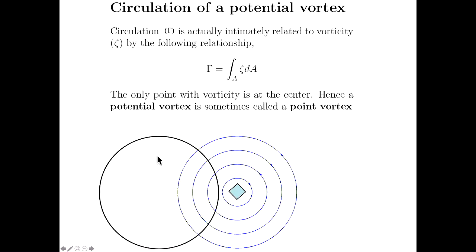How about here? Is circulation going to be, okay, circulation now is going to be 0, all right? Because you know that everywhere else is 0 except at this singularity here. So circulation is going to be equal to 0 for this case. Okay?